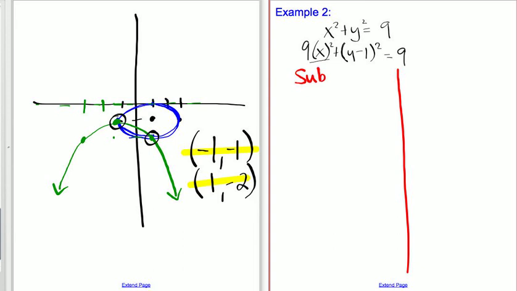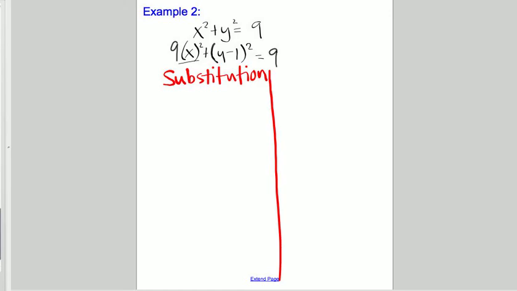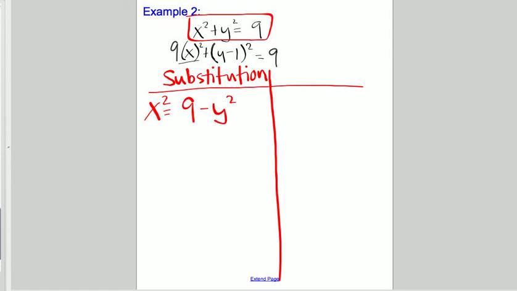So let's first talk about substitution. Just like the word means in English, it's going to mean something similar in math. We're going to replace, just like a substitute teacher replaces, we're going to replace something with what it's equal to. So in our equations, I noticed the first equation, I could solve that for x squared and see that x squared is 9 minus y squared. So substitution first requires you to solve for some value like x squared.